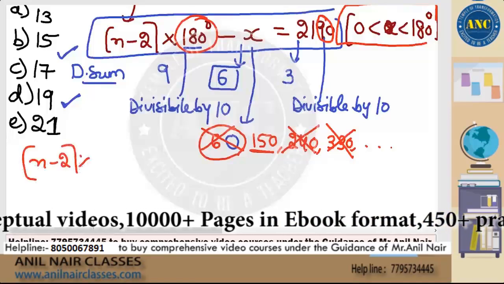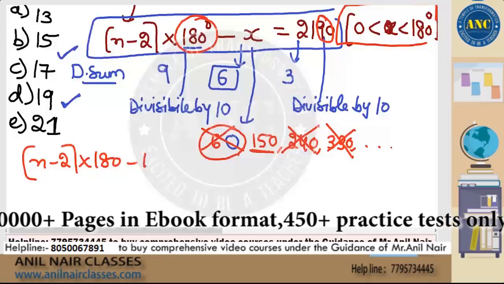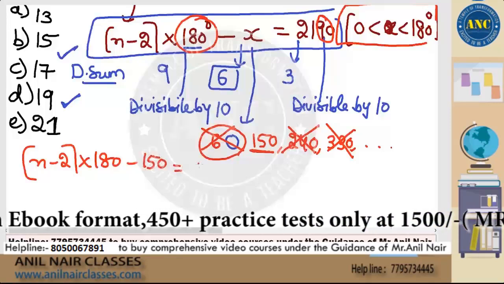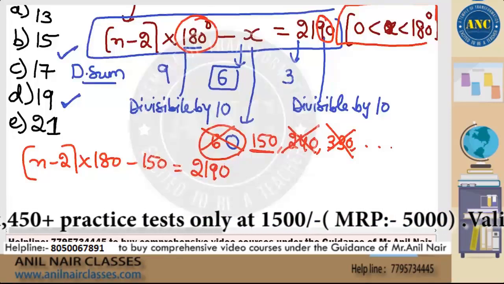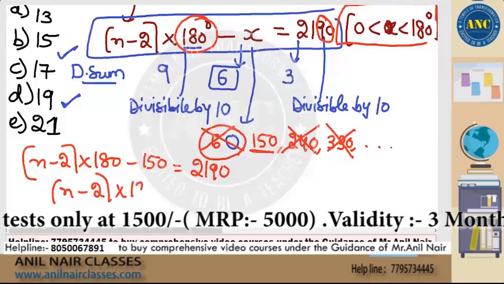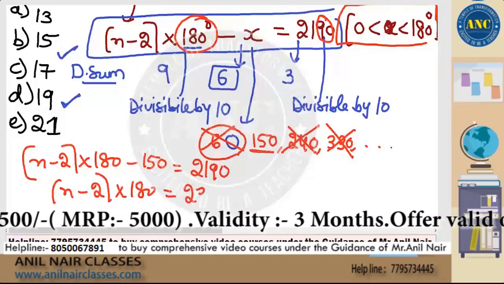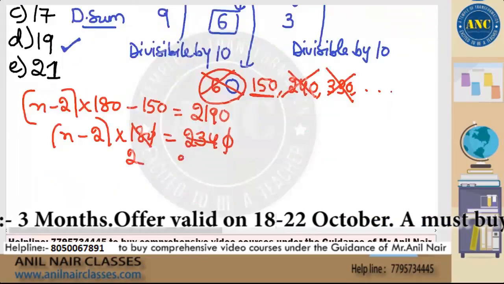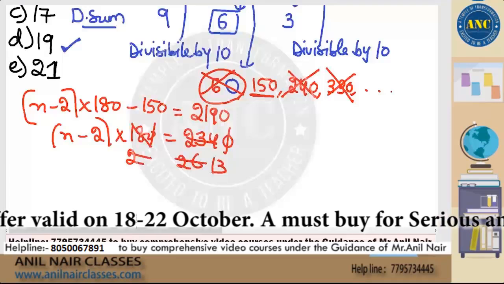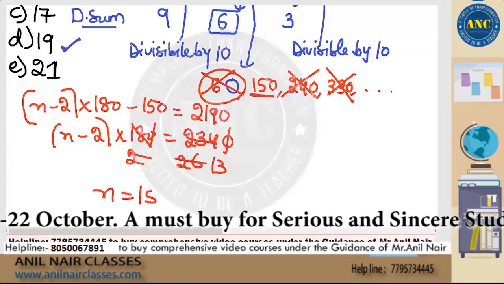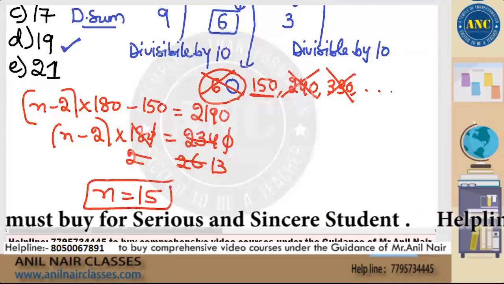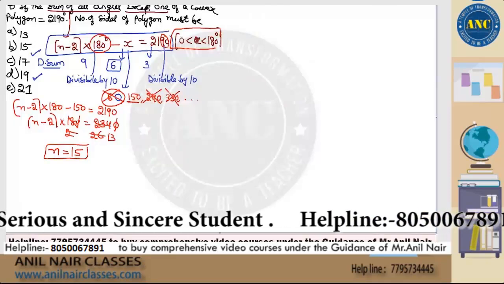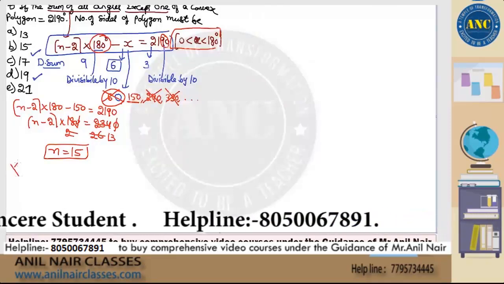So n minus 2 into 180 minus 150 is nothing but 2190. n minus 2 into 180 is nothing but 2340. Cancel the 0. 9 2s are 18, 26s are 156... 2 1s are 2, 13s are 26. n minus 2 is 13. n is 15. Please make a star mark on this question.